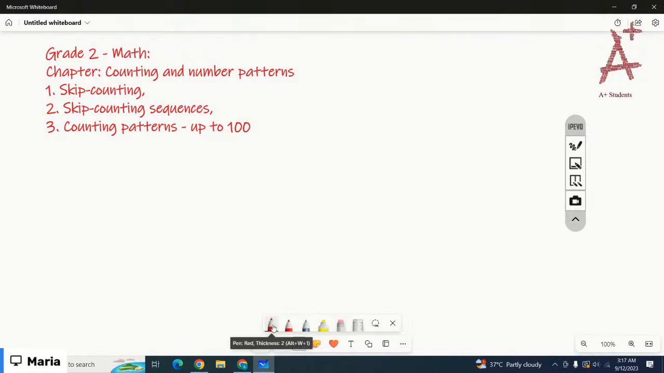The example is you are given a sequence, right? The sequence is 10, 20, a missing number, 40 and 50. You have to find the missing number, right? How do you find the missing number?